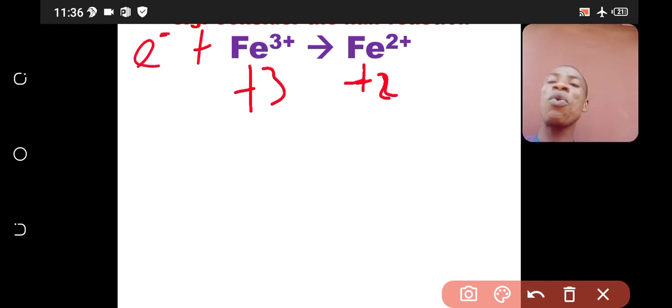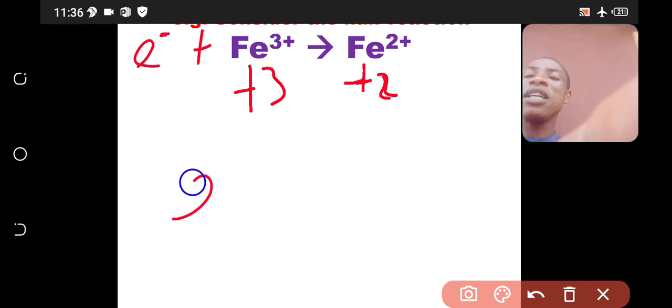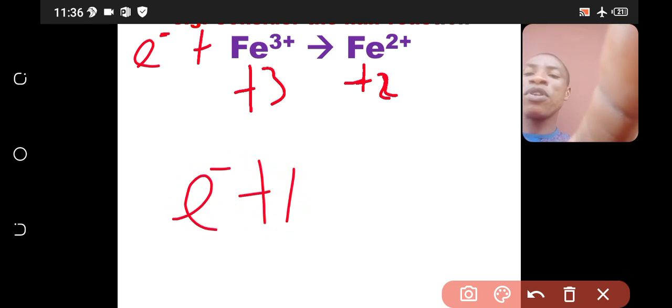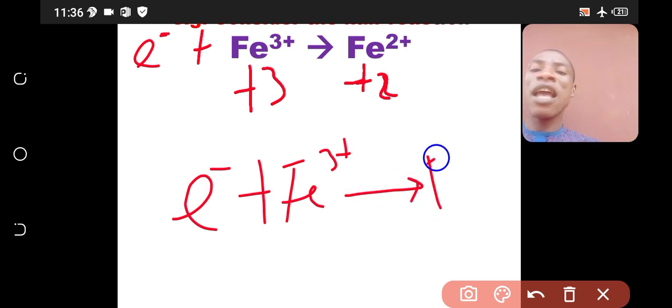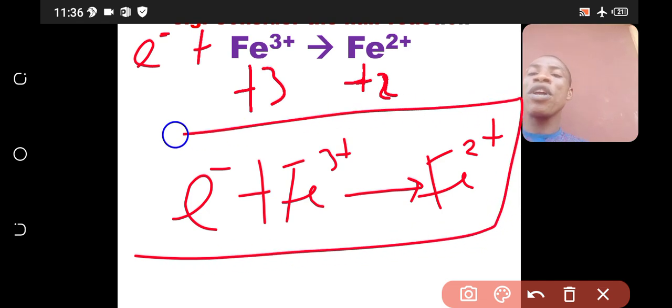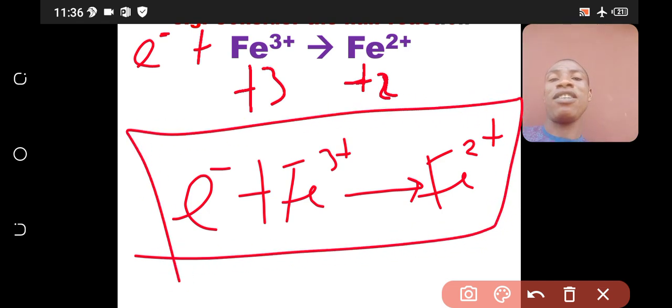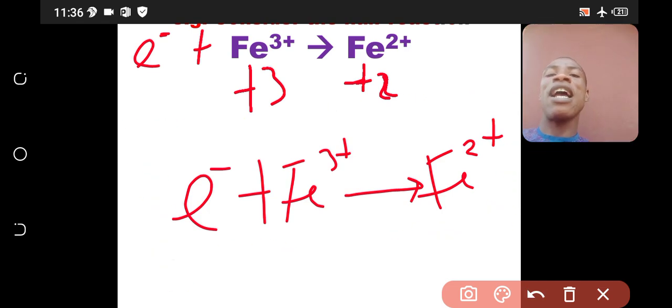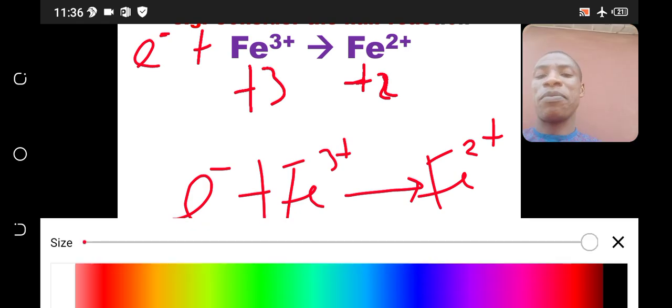So the real equation and the balanced equation will now be e minus plus Fe3 plus gives us Fe2 plus. So this is the balanced equation of that reaction. So take note of that. I want to give you one shortcut. Now, this is a shortcut.